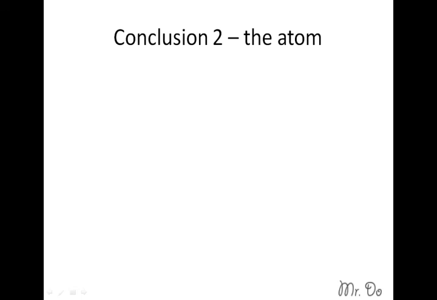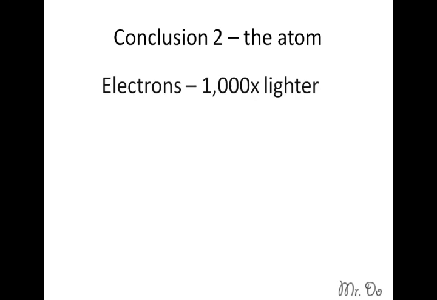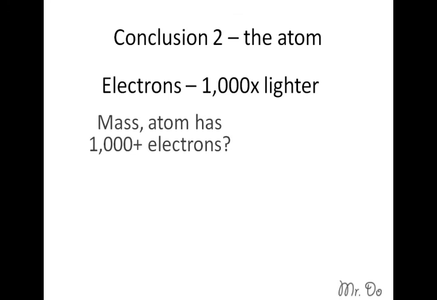Then he had to make a conclusion about the atom. Okay, so we know these things are called electrons, and they're 1,000 times lighter than hydrogen, for example. So what can make up the mass of the atom? Are we going to have 1,000 electrons inside one atom to be equivalent to the mass? That's not possible, because then it would be 1,000 times negatively charged. So the charge doesn't balance out.